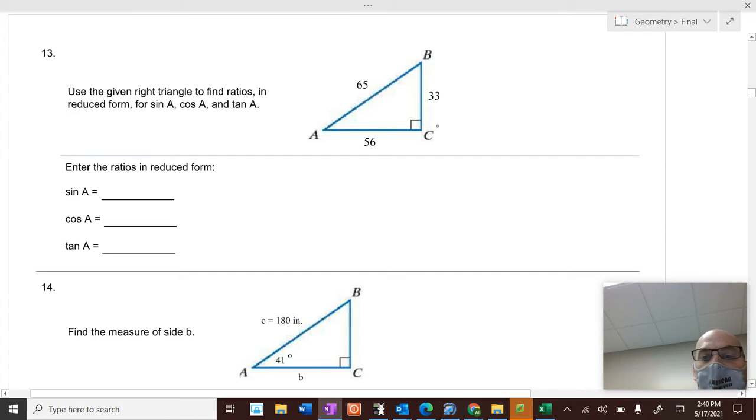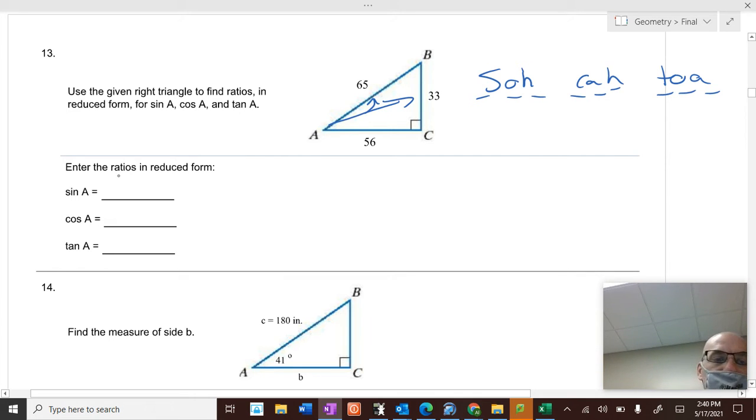All right. Ratios. So, SOH CAH TOA. Sine is opposite over hypotenuse. Cosine is adjacent over hypotenuse. Tangent is opposite over adjacent. Okay? So the sine of A is opposite over the hypotenuse, 33 over 65. Cosine is the adjacent over hypotenuse, 56 over 65. Tangent is opposite over adjacent, 33 over 56.